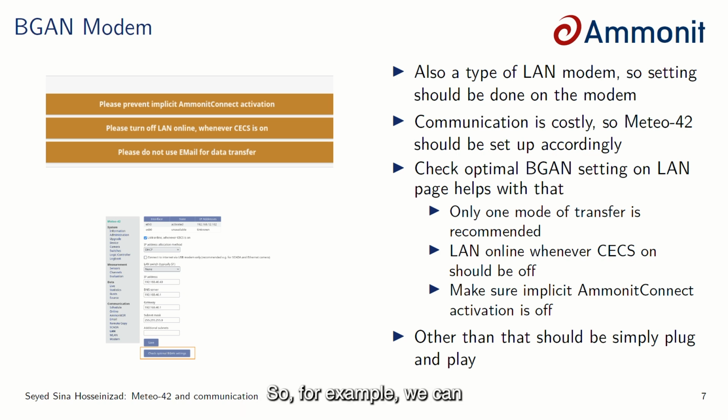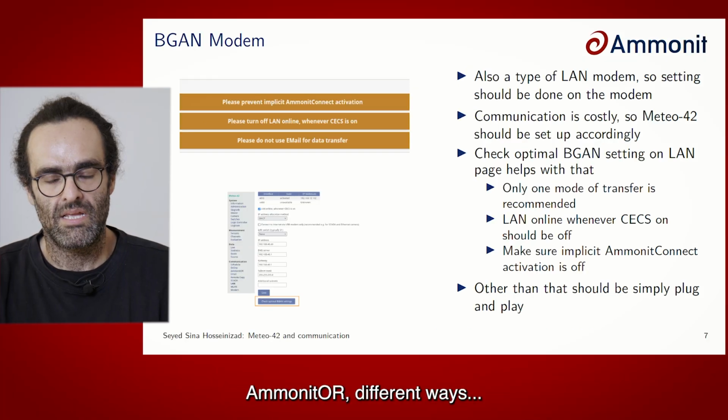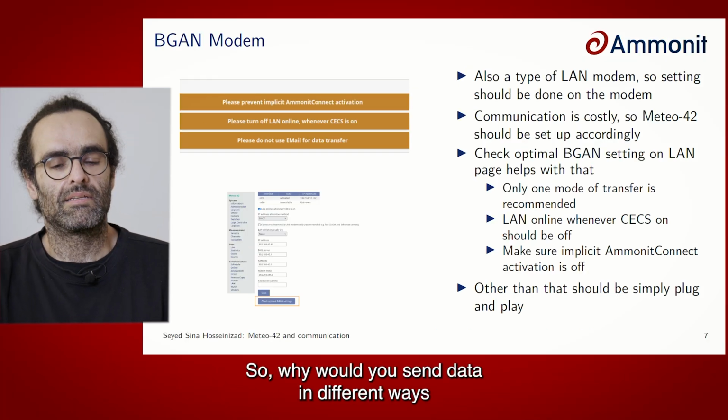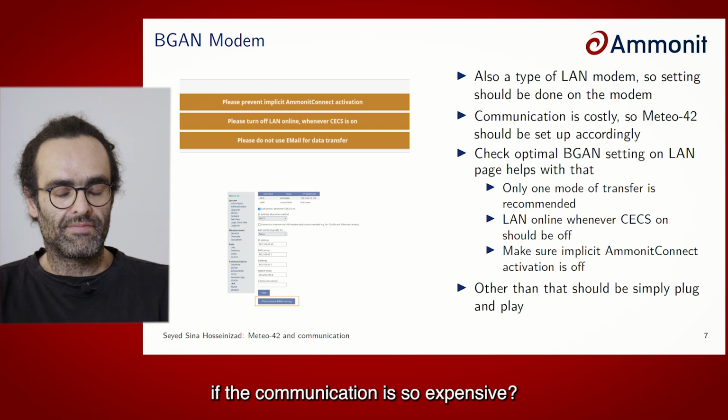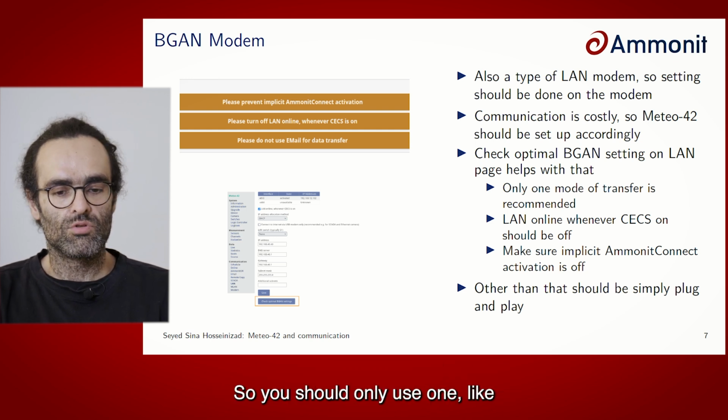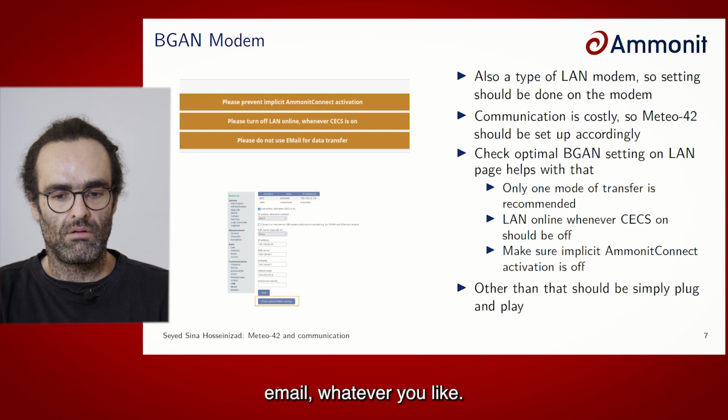So for example, we can send the data on the data logger through different ways, like SMS, a monitor, different ways. So why would you send data through different ways if the communication is so expensive? You should only use one, like, I don't know, email, whatever you like.